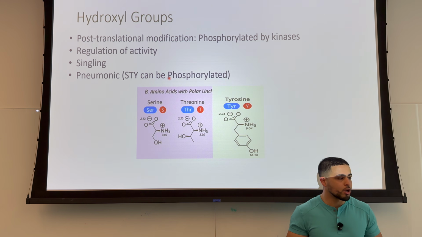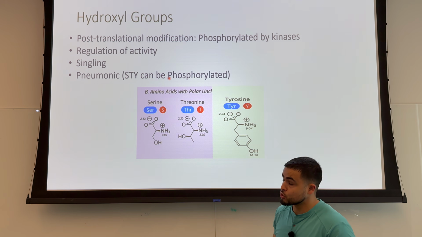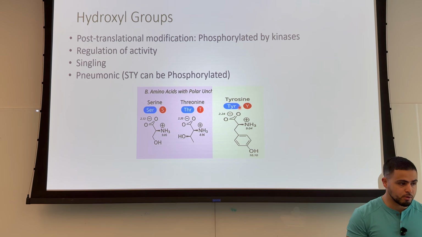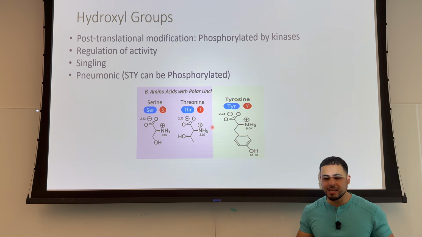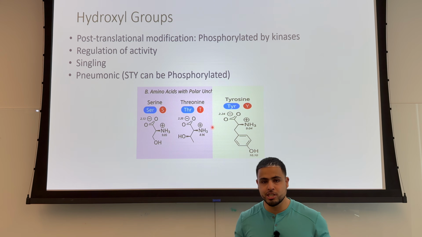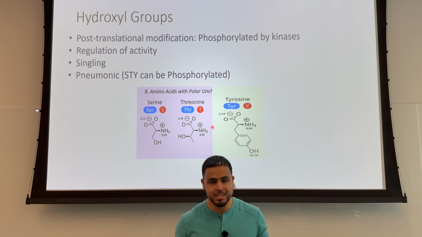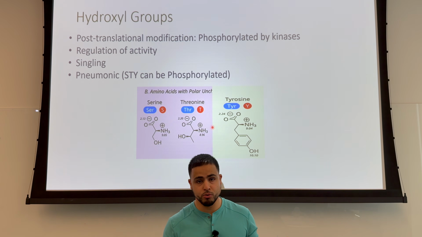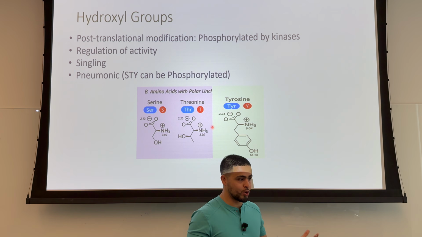All right, next let's talk about amino acids that contain a hydroxyl group in their side chain. So not only does tyrosine, which we saw in the previous slide, have a hydroxyl group in its side chain, but also serine and threonine. And why is this significant? Because these can undergo post-translational modification. As the name implies, this is modification to amino acids or in proteins after the protein has been translated.